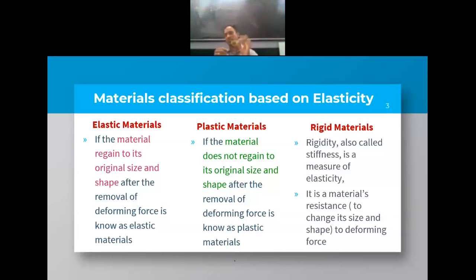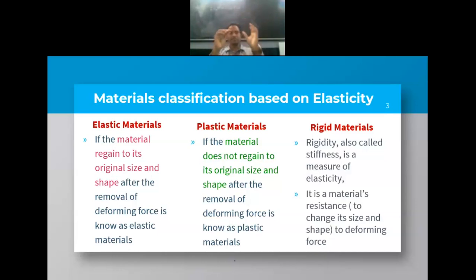We can classify all solid materials based on elasticity. We call them elastic, plastic, and rigid materials. If the material regains its original size and shape, we call it an elastic material, for example, a rubber band. Even plastic scales bend, and if I remove the force, they go back to their original size and shape, so that material is elastic. Plastic material, in the sense, is whatever doesn't regain its original size and shape.